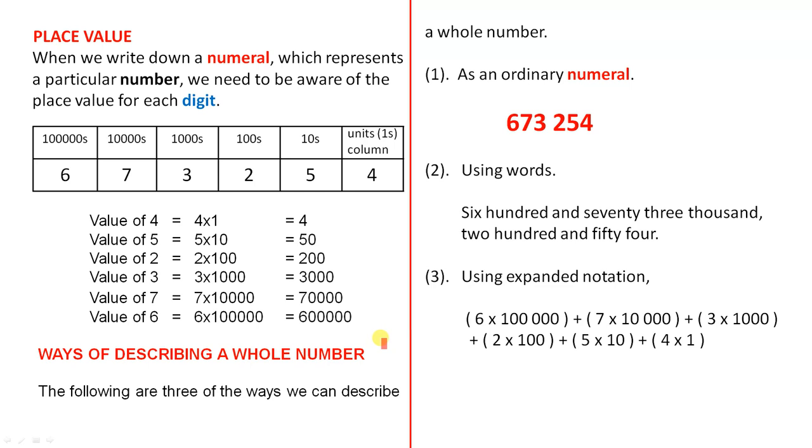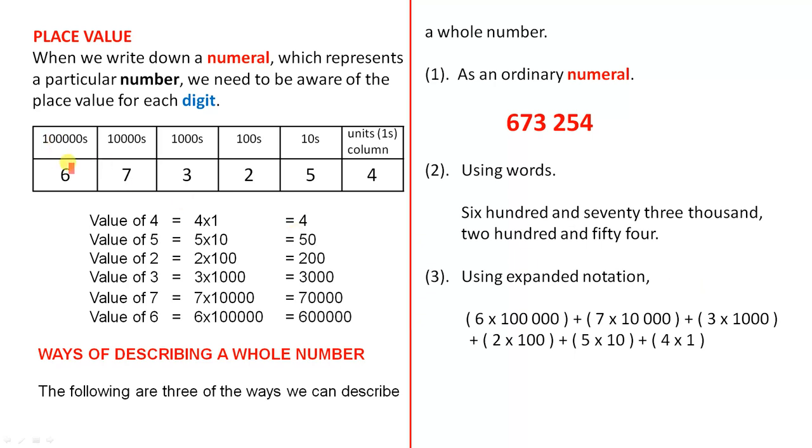Ways of describing a whole number. The following are 3 of the ways we can describe a whole number. One way of doing it is as an ordinary numeral. So this numeral here, which is the same as this one here, is 673,254. That is called an ordinary numeral. We can use words. We can actually write the words down. 673,254. So that's writing the words. Or we can use expanded notation.